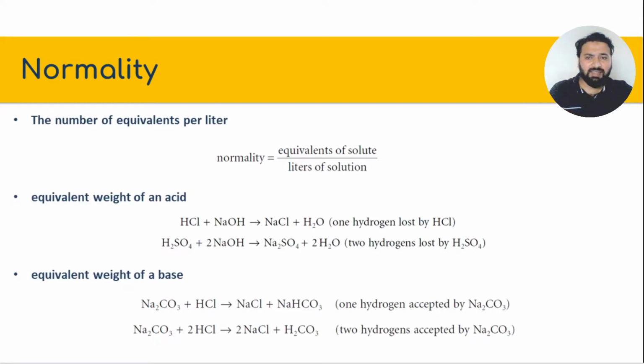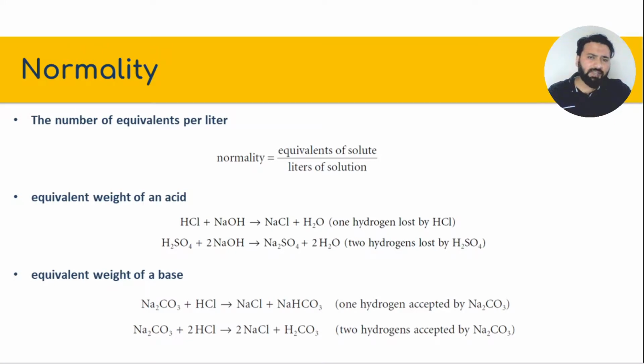In the next reaction, sodium carbonate, when it is reacted with excess hydrochloric acid, forms 2 sodium chloride plus carbonic acid. Here 2 hydrogens are accepted by the sodium carbonate, which is converted into carbonic acid, H2CO3, and the sodium goes with the chlorine.